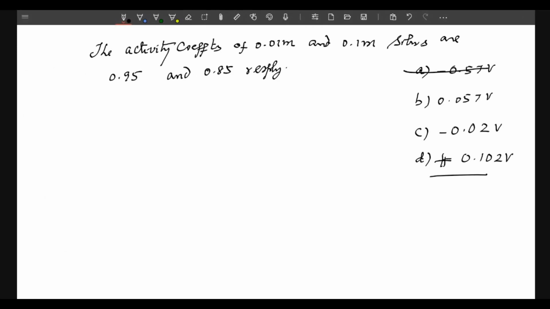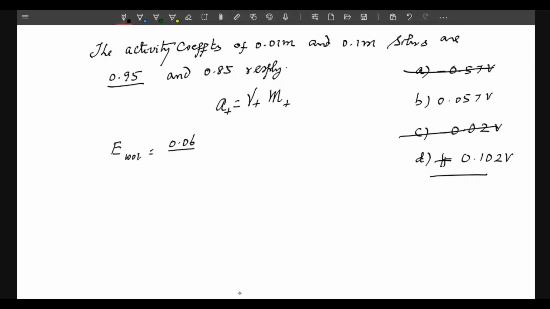You can work this out, but concentration alone should not be used. Here they give the activity coefficient. Activity is equal to the activity of the cation or the activity of the anion. Here they have only one cation. Therefore, the activity of the cation is equal to the activity coefficient times the molality of the cation. Here the molality is given. Therefore, what is the formula we are going to write? E is equal to 0.06.